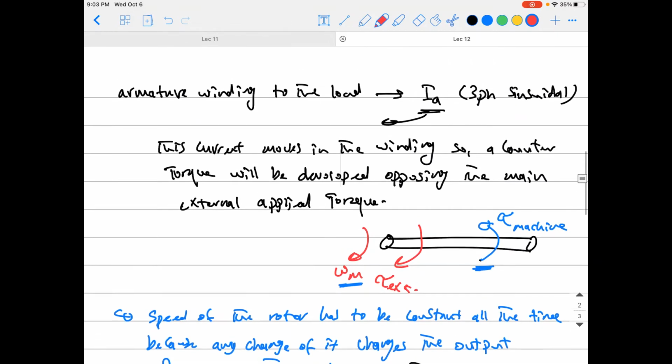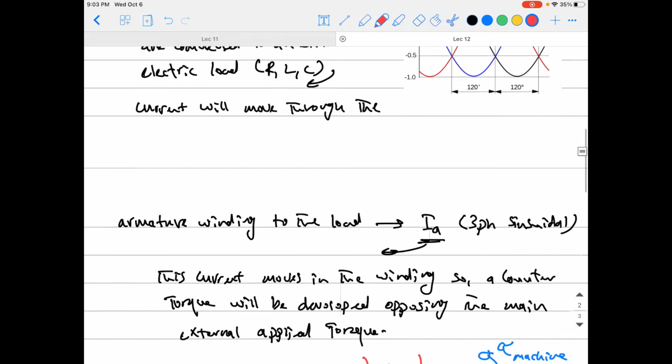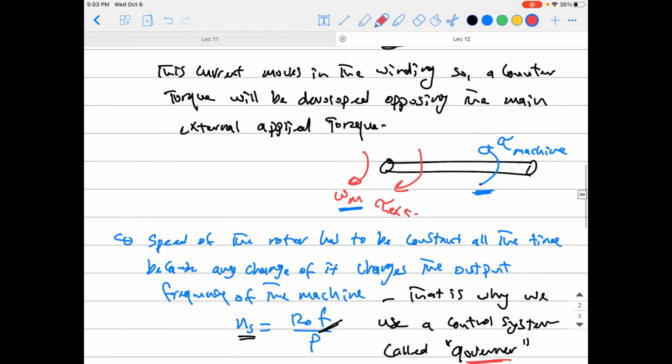Okay, so the whole point is, for a typical machine, if you increase the load, the counter torque will be increasing, and that means the speed should be dropping a bit, but we cannot let the speed of a synchronous machine drop like we said before with DC machines. Okay, because with DC machines the speed can drop, but it doesn't have these big problems we're talking about here.